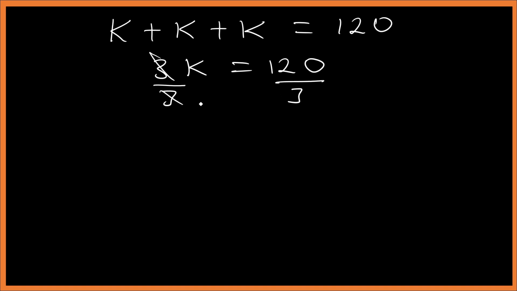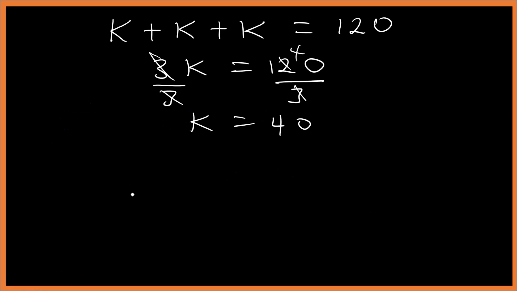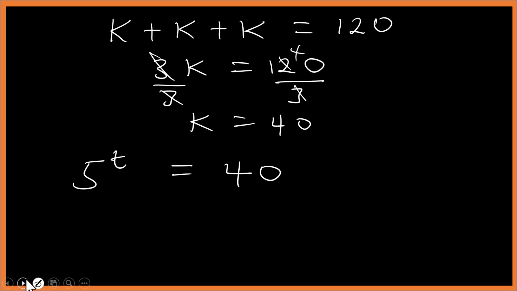So this side will cancel. K will be 3 here, 3 4 12. So we have 40. K is 40. Now remember, if k is 40, we now send k back to its position. 5 exponent t is now 40. So 5 raised to t is 40. So once we find t, we bring it back here, then we find x, and the question is solved. So let's quickly solve for t here.